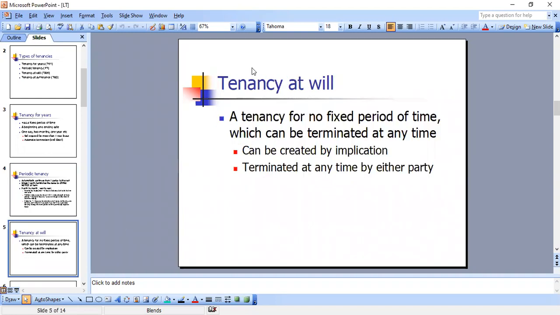Tenancy at will, a tenancy for no fixed period of time. There's no dates, and it can be terminated at any time. It can be created by implication and terminated at any time by either party.